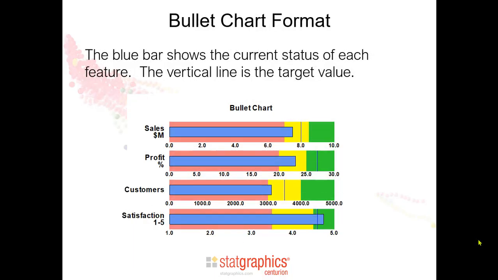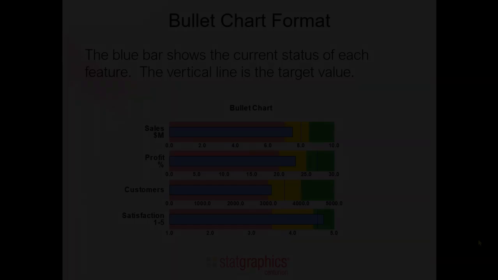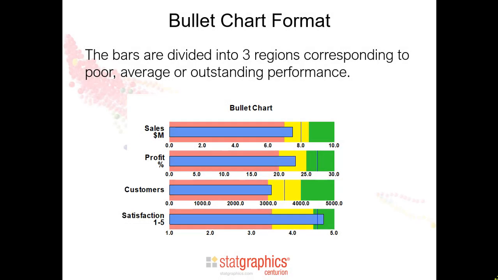Here you see the typical format of a bullet chart. The blue bar shows the current status of each feature. The vertical line shows the target value. Each bar is divided into three regions, corresponding to poor, average, or outstanding performance. This chart shows the regions using red, yellow, and green.